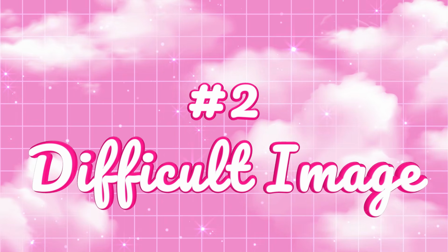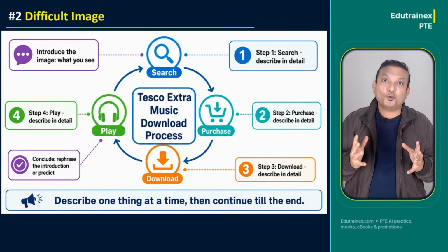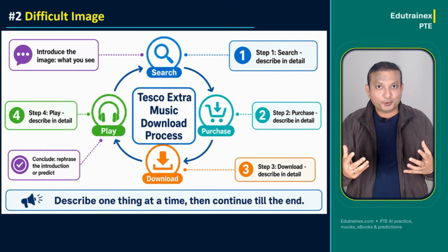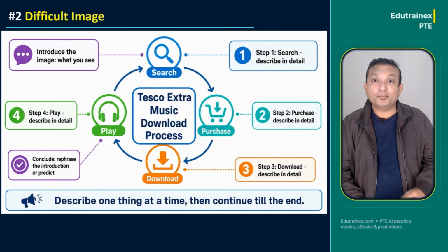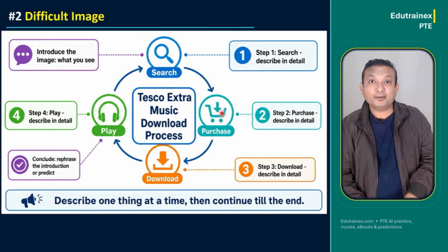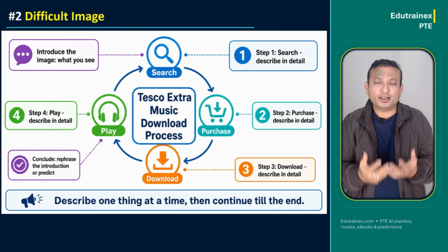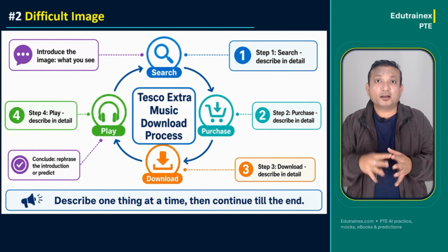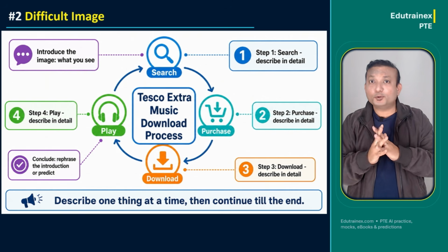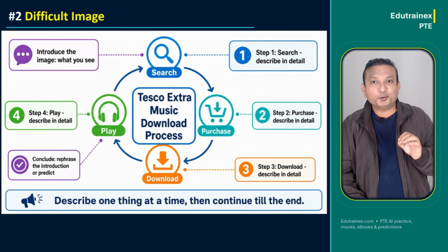Okay, so the difficult image type 2 is now coming up in front of you. Now this is a flow or a process. Once again, you can call it a diagram as well, but because it gives you a flow, kind of a flow chart, showing how things are working, it's not as difficult as you think. How we do it is, first of all, in the introduction, you describe the whole thing. What exactly do you see as a collection? How many stages or whatever steps you want to add, you can add. And from the next sentence, what you need to do is just pick up one thing at a time.